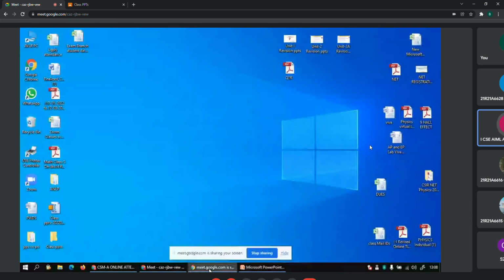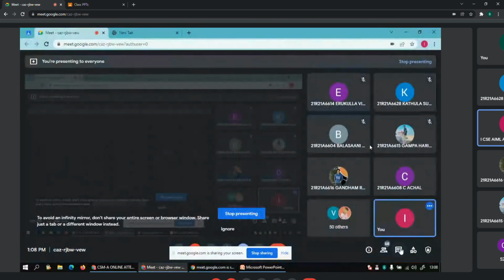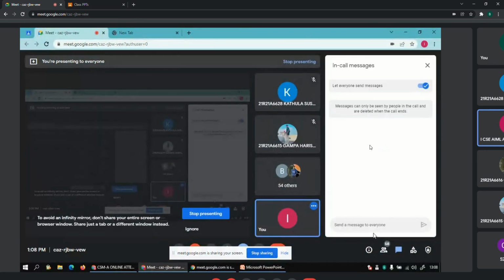Now let me take the attendance by pasting this. 35, 62, are they present? One more student has not yet submitted the Google form for JNTU. Is he present? 35, 62?